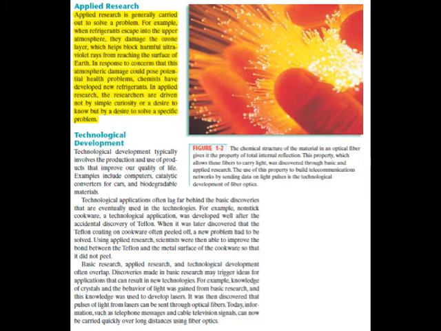Applied research. Applied research is generally carried out to solve a problem. For example, when refrigerants escape into the upper atmosphere, they damage the ozone layer, which helps block harmful ultraviolet rays from reaching the surface of Earth. In response to concerns that this could pose a potential health problem, chemists have developed new compounds to replace refrigerants. In applied research, the researchers are driven not by simple curiosity or a desire to know, but by a desire to solve a specific problem.